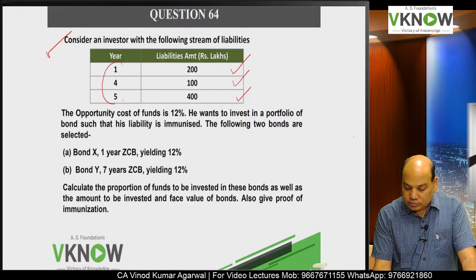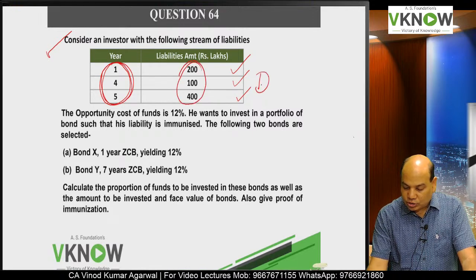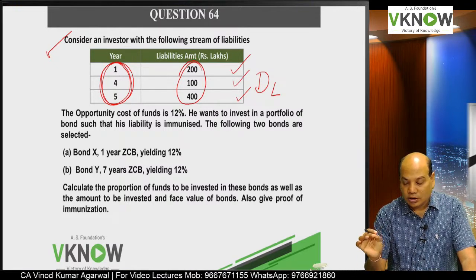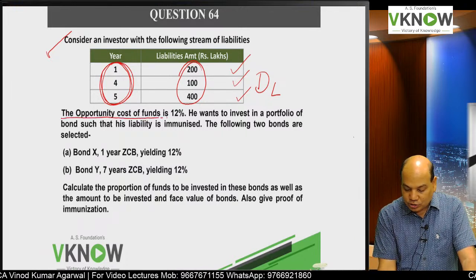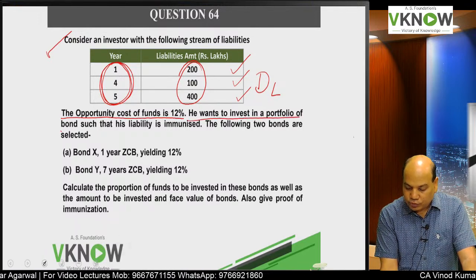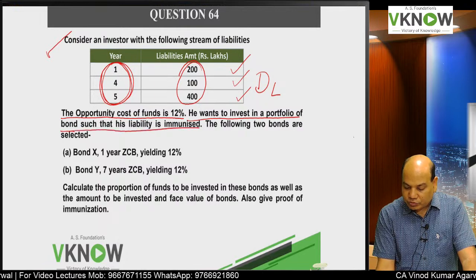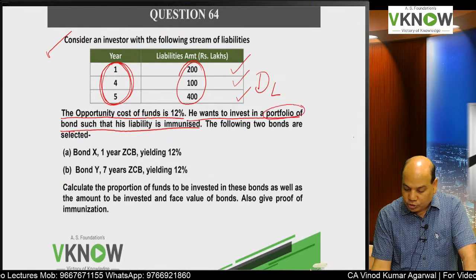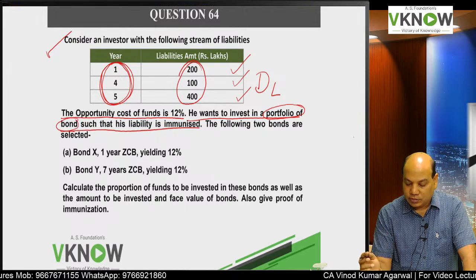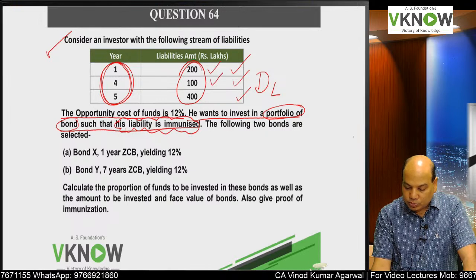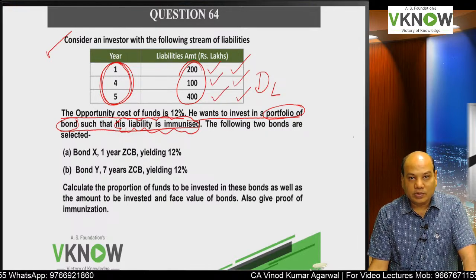So if you have more than one liability, you will have to calculate the duration of liability also first. So first we have to find out what is the duration of the liability, and then the opportunity cost of fund is 12%. That is my discount rate. He wants to invest in a portfolio of bonds, in more than one bond, so that his liability is immunized. That means he will be able to pay this liability at the end of year 1, 4 and 5.